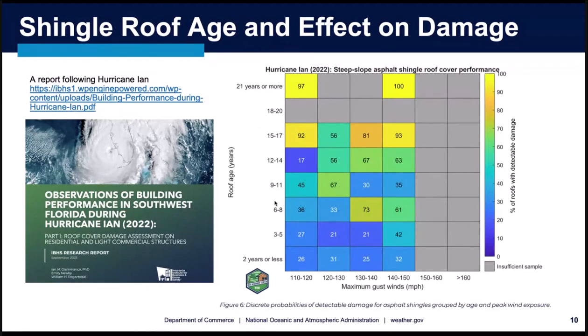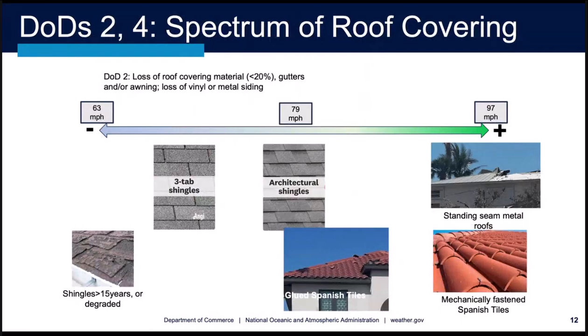The next thing here is that we want to go ahead and take a look. This is the slider bar that we have, where we have 63 mile per hour winds, lowest part of DOD 2, and then we go up to 97 miles per hour. DOD 2 is an example, but we could also use DOD 4 and use the same slider bar, just change the wind speeds. But here's where old shingles would go.